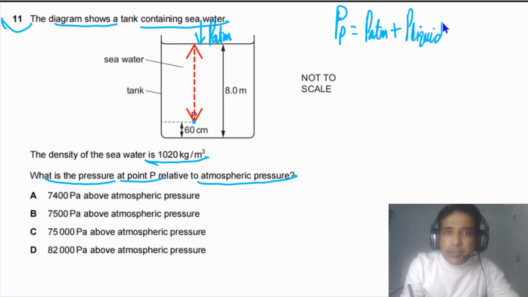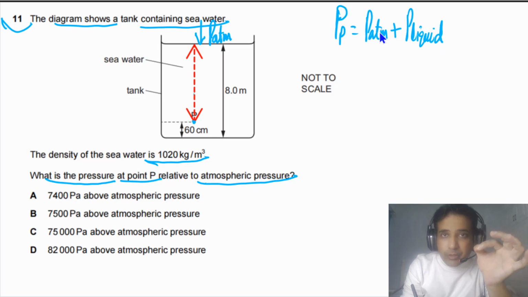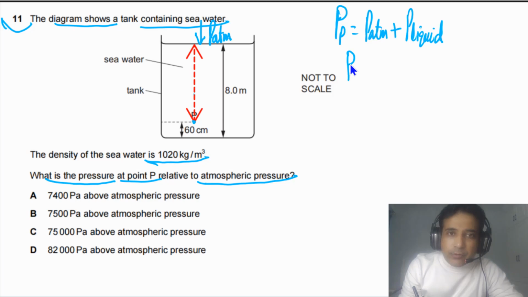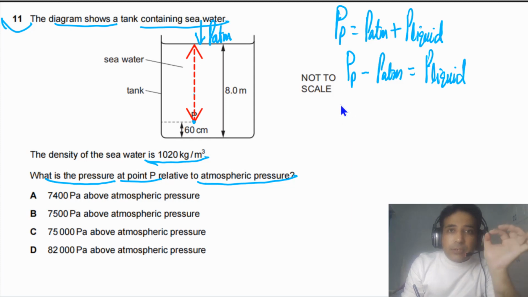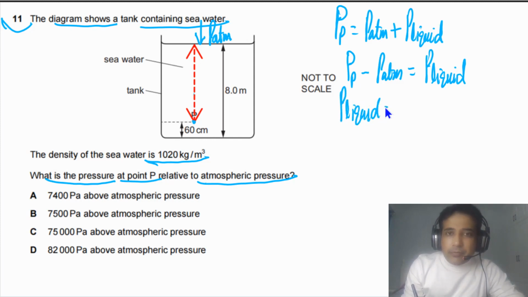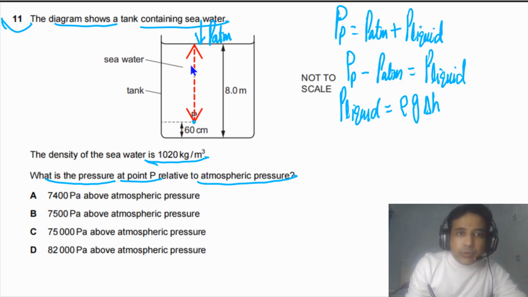The question is asking us to find the value of pressure at point P relative to atmospheric pressure. So it simply means that you need to find P total minus P atmospheric, and this is equal to P liquid. So simply we need to find P liquid, that is equal to the pressure at point P relative to atmospheric pressure. From here we can say P liquid is equal to rho g times delta h. Then delta h we can find from here. The total depth of water is given, that is 8.0 meters.